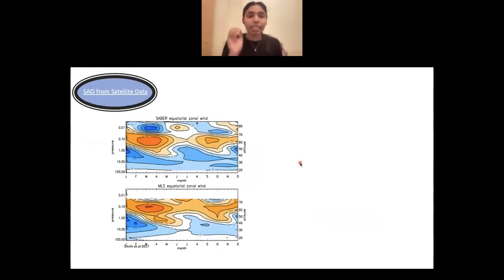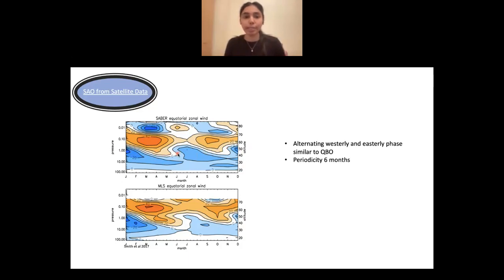Okay, so here is a plot from Smith et al. 2017, and she has basically plotted the zonal mean zonal wind climatology, time versus height plot, and she has basically shown the semi-annual oscillation from SABRE and MLS observation data here. So as you can see, if we focus on this 1 hectopascal region, you can see there is the easterlies and westerlies alternatively occurring at the region, and this is basically with a 6-month periodicity. So that is why it's called the semi-annual oscillation.